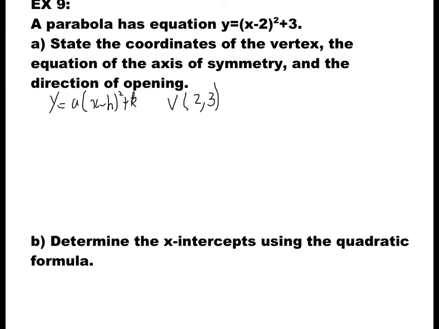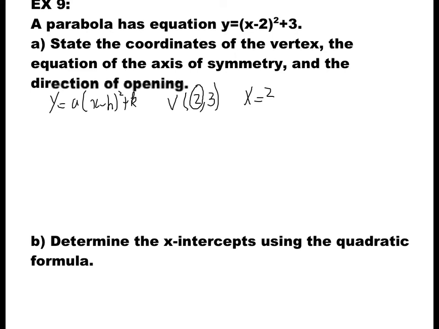The equation of the axis of symmetry is the x-coordinate of the vertex, so x equals 2 is the equation of the axis of symmetry. The direction of opening is determined by the leading coefficient, which is 1, positive, so it's going to open upward. Now the next part of the question is to determine the x-intercepts using the quadratic formula.